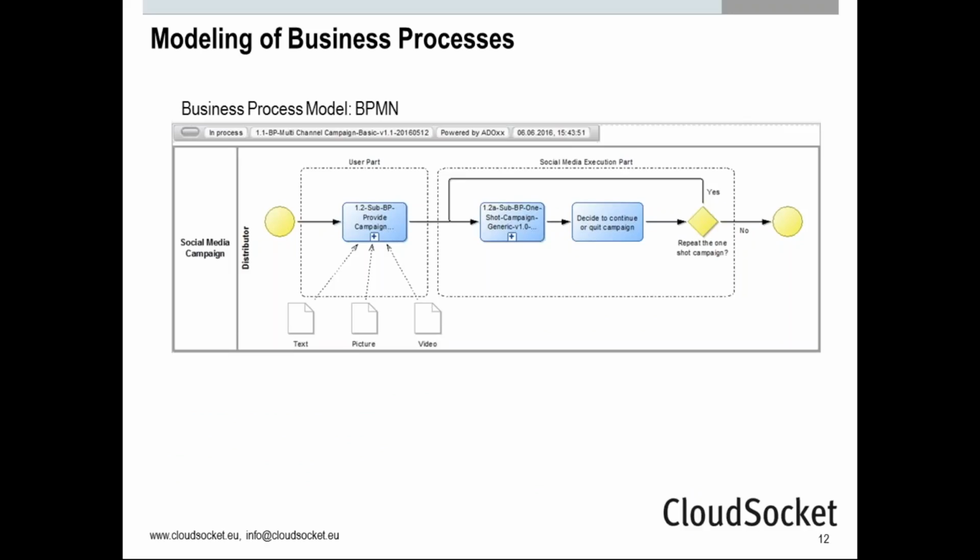In this example we have a process for a multi-channel campaigning. So we have a sub-process to provide the campaigns, and then we have several kinds of campaign which are the second sub-process, and when a campaign has been done, we can decide whether we want to continue or whether we want to quit the campaign. So a very simple process. In the first we have a more user part to provide the content for the campaigning, and then we have the part for the execution of the campaigning in the social media.